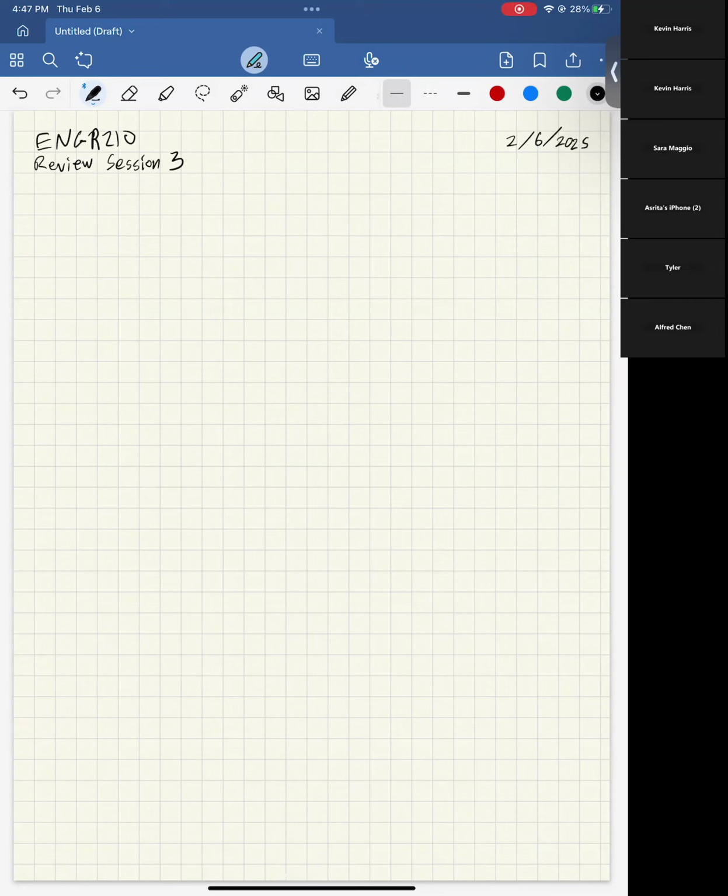Today we are going to be mainly covering mesh current and then source superposition.